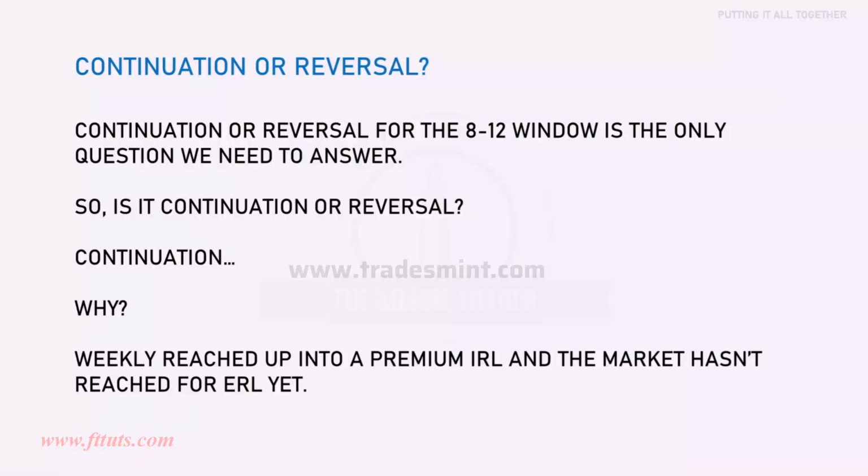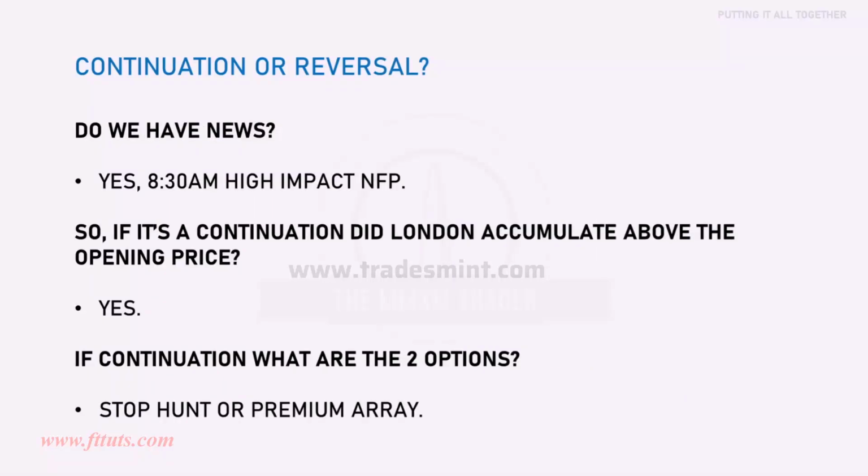Why is it continuation? The weekly reached up into a premium internal range liquidity, that fair value gap, and we could see it draw lower later, and the market hasn't reached for that external range liquidity yet. So this is the why for a continuation. Do we have news? Yes, we have 8:30 a.m. high impact news, NFP. If it's continuation, did London accumulate above opening price? Yes, it did, as we outlined earlier. And if it's continuation, what are the two options? We either have a stop hunt or we hit a premium array.